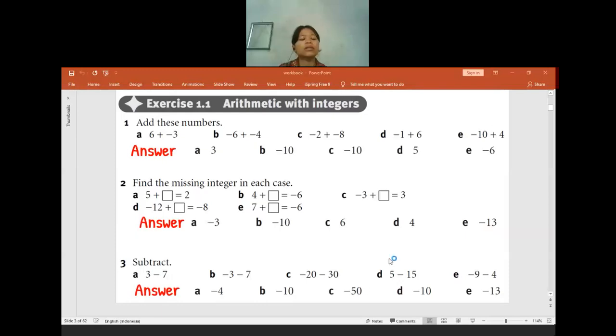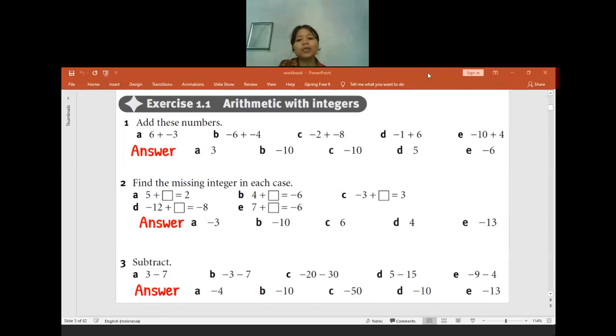I will just discuss the answer, because I don't have to write the steps for this. There are no specific steps that I can show you here, so I will just explain how to get the answer. So this is 6 plus negative 3.